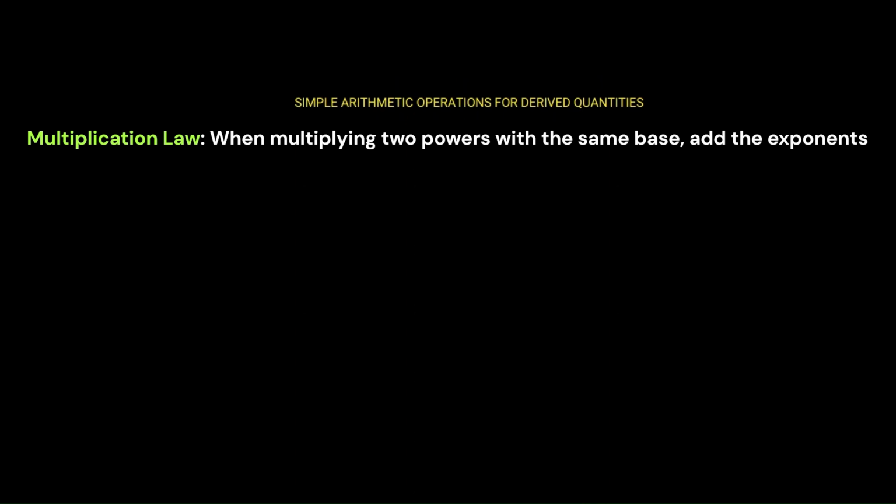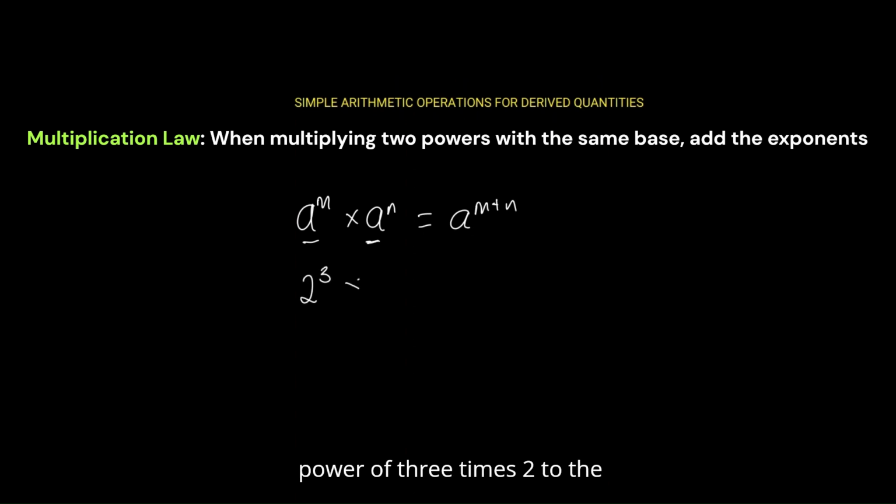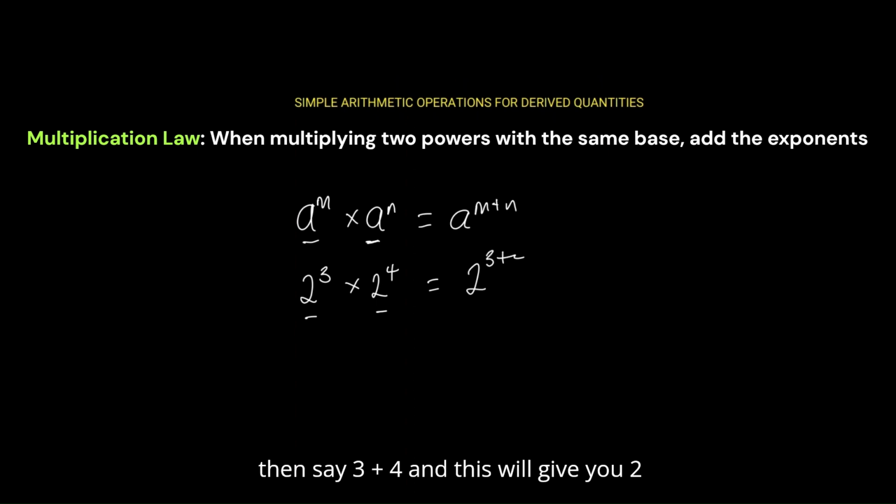For example, if you have a to the power of m times a to the power of n, the law says since the bases are the same, you pick one of the base and you add the exponents. Very simple. Now let's take numbers to do this example. If you have 2 to the power of 3 times 2 to the power of 4, the law says pick one of the base since they are the same, 2, then you say 3 plus 4, and this will give you 2 to the power of 7.